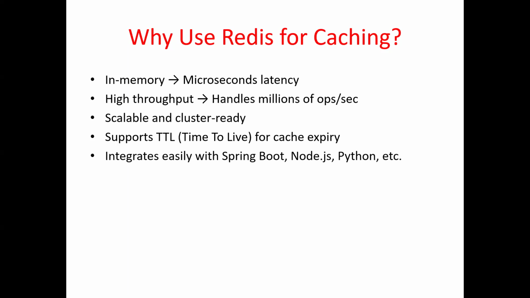Redis can be integrated with Spring Boot, Node.js, Python, everywhere. Why? Because Redis provides speed and flexibility. Data can automatically expire, and cache refresh also happens. So with our modern microservices architecture, we can easily integrate it.